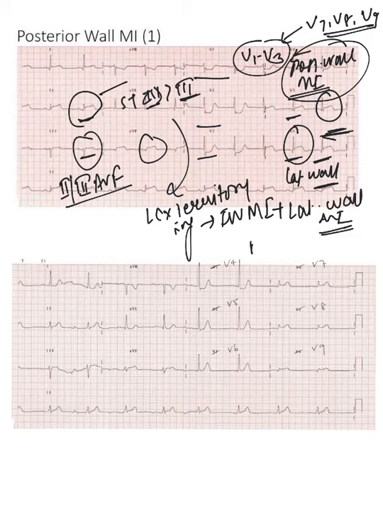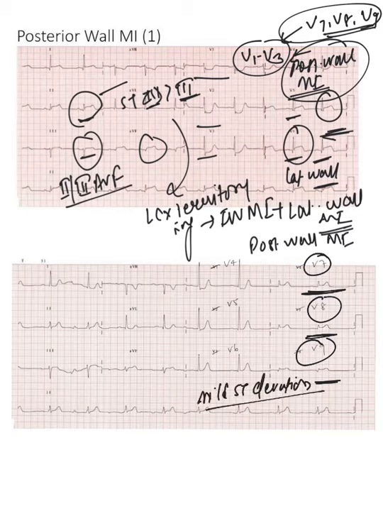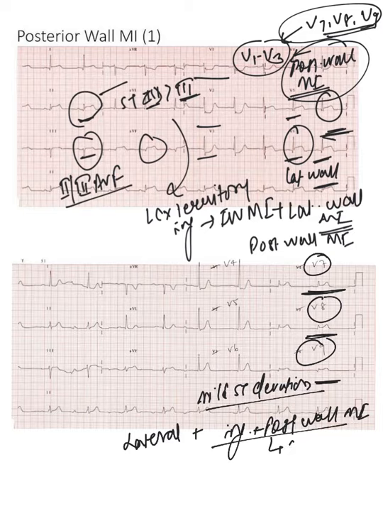and plus posterior wall MI that can be confirmed with V7, V8, V9. And after putting V7, V8, V9, what we see is there is an ST elevation here, mild ST elevation, but it is present. So this is lateral plus inferior and posterior wall MI due to left circumflex artery.